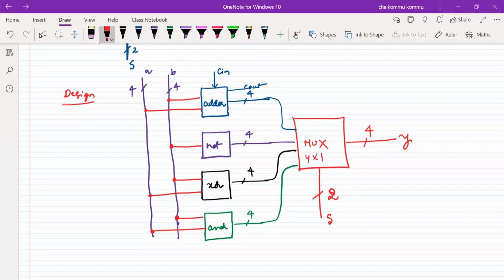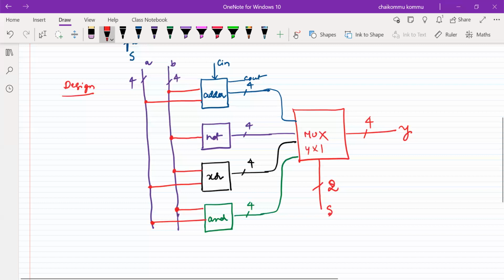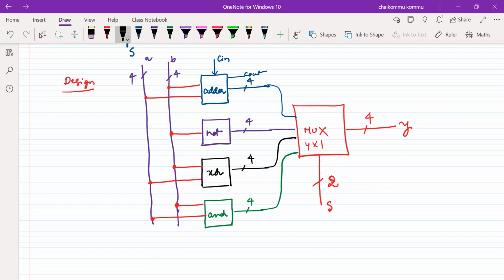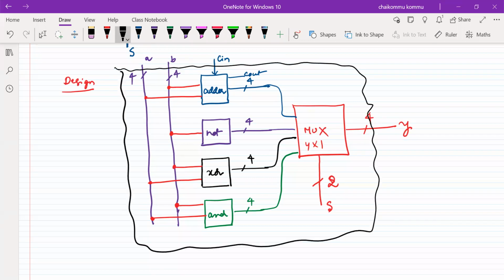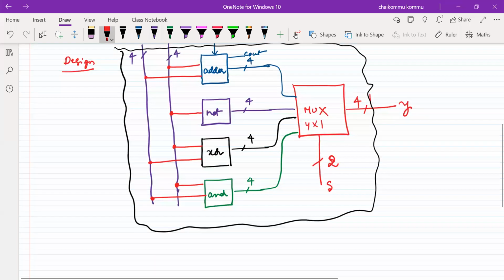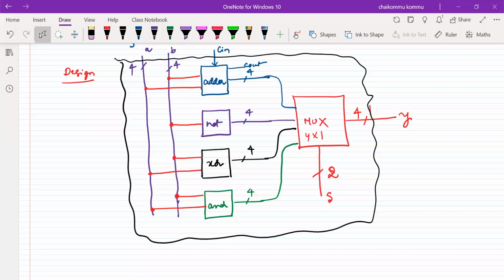So let us write the Verilog code. This is the entire representation for the ALU subsystem. This is what the inside of your ALU is. Whenever we have a system like this, consisting of different subcomponents, it is better to write it as structural modeling, right? So we have to write the structural modeling for each and everything.